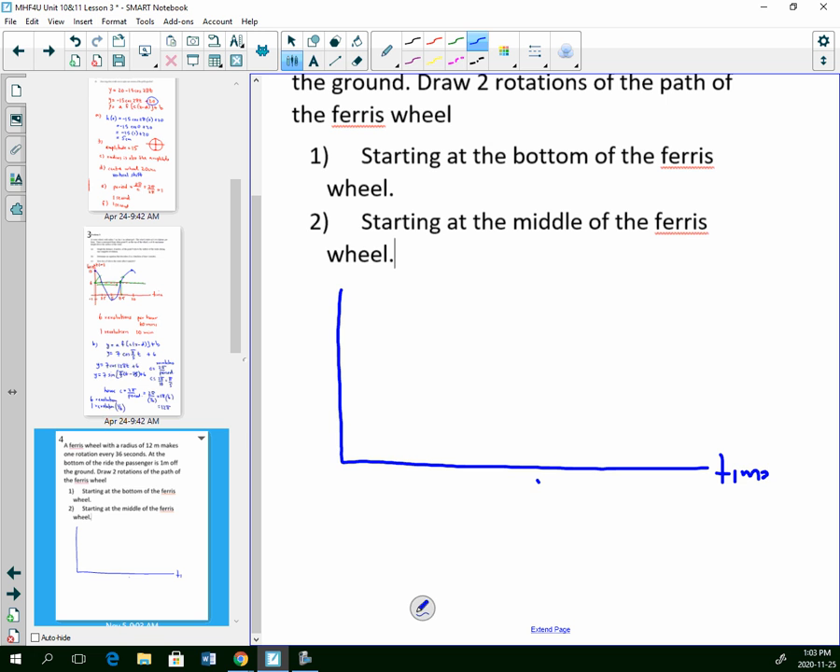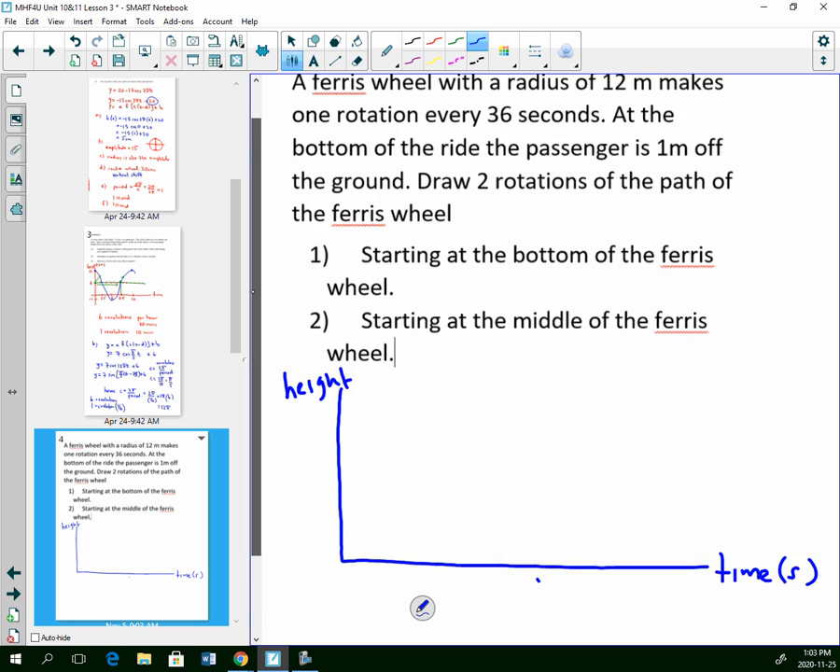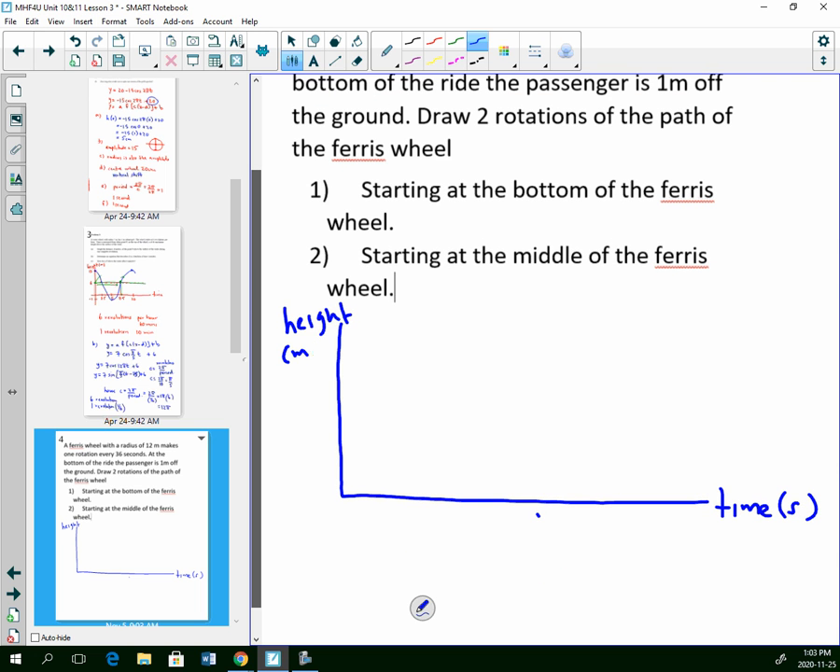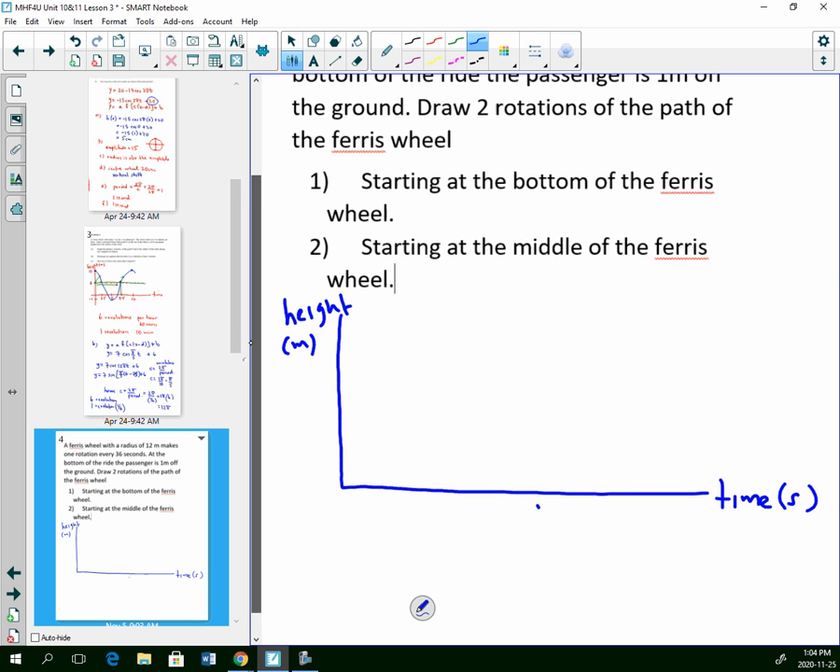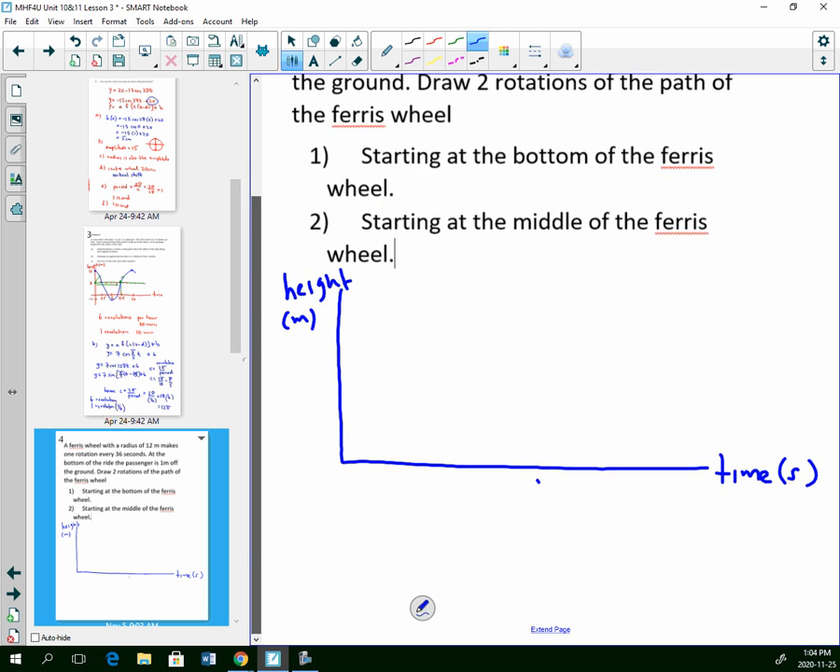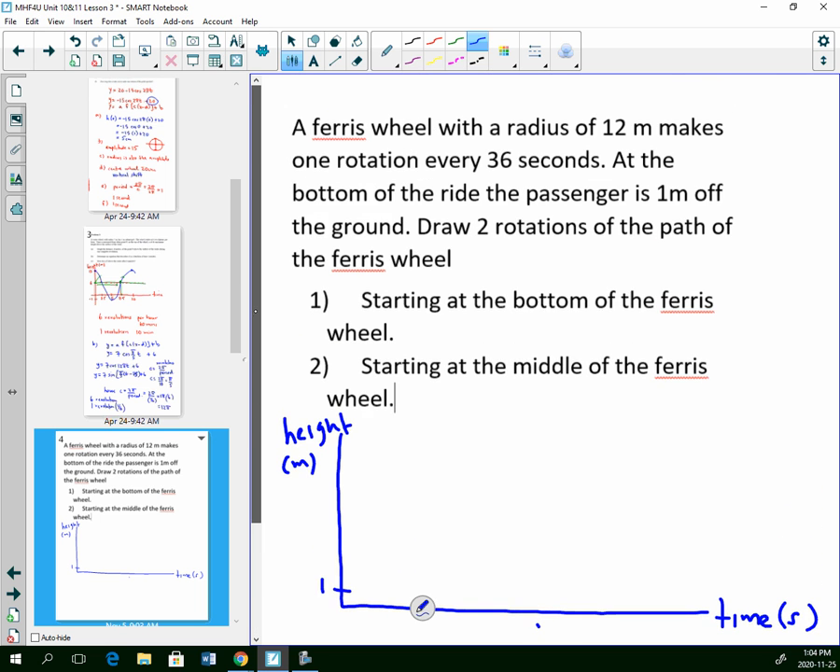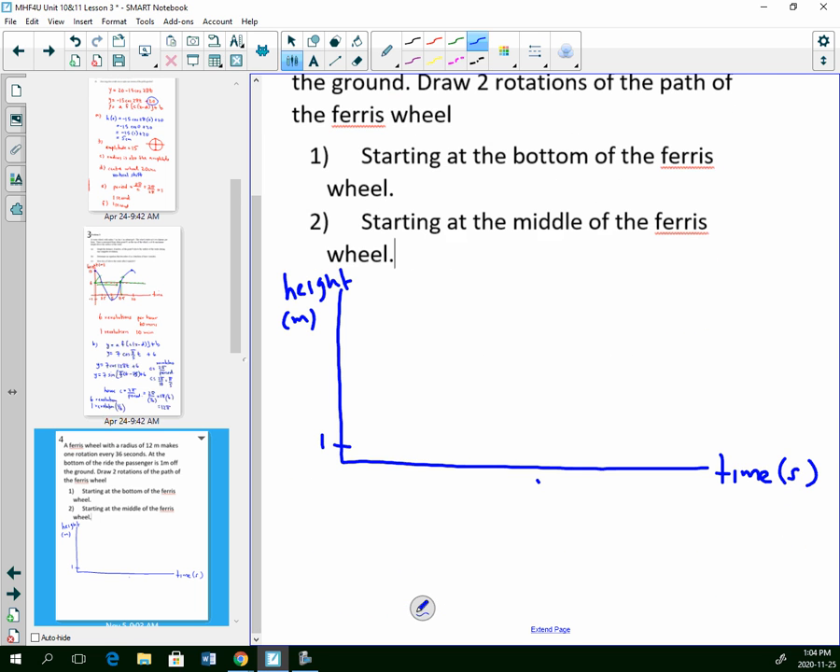So time is in seconds. Height is in meters. Okay, so on my height, I only need 3 numbers, the bottom, the middle, and the top. The bottom is 1 meter off the ground. The radius is 12 meters. So from the bottom, I'm going up 12 to the middle and up 12 to the top. That's all I need on my graph. The bottom at 1, radius is 12, so add 12 and then add 12 again. So here's my middle of my graph.